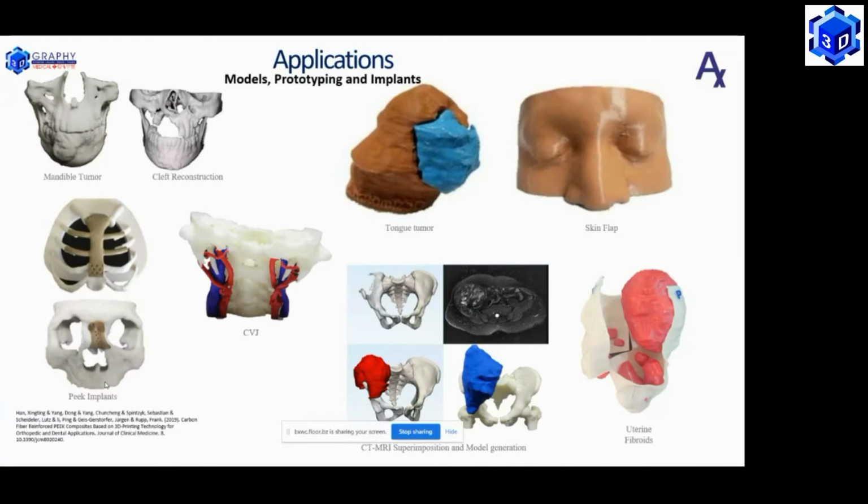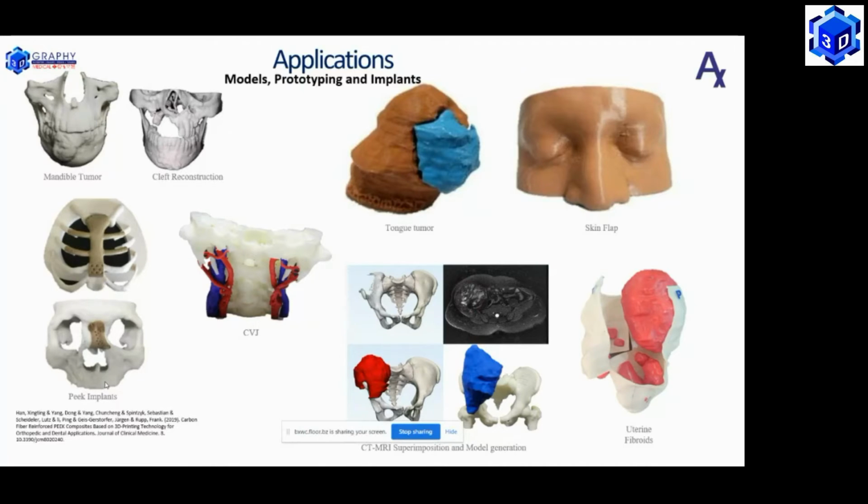This can be created only on top of the bone, and the surgeon can understand exactly the amount of soft tissue available and can decide if the implant or the part they're going to insert post that will have enough soft tissue for closure. Likewise, you can see a tongue tumor model on the screen. This model helps to understand exactly what the margins are and what the area to be excised is.